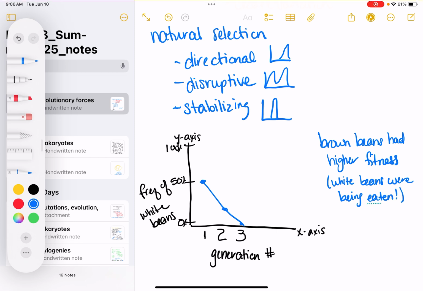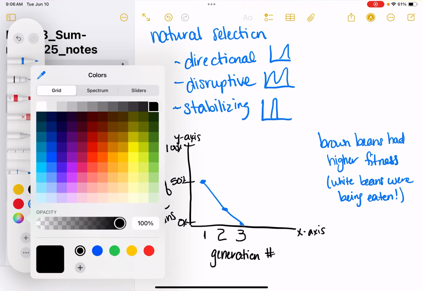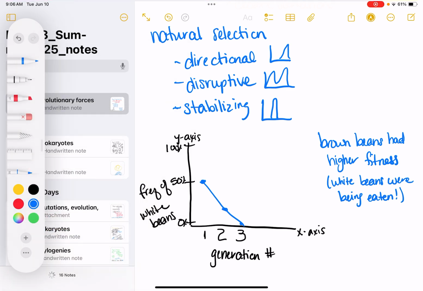Okay. Now, multiple types of selection can go on at the same time. One thing that could be happening is that sometimes natural selection, and that is like a directional selection, that's a pressure put on by a predator, is going to be opposed by something like sexual selection. So maybe it will be better actually to be a white bean if you're just looking for a mate. So maybe the brown beans really like the white beans and they're going to mate even though the white beans just keep on getting eaten.